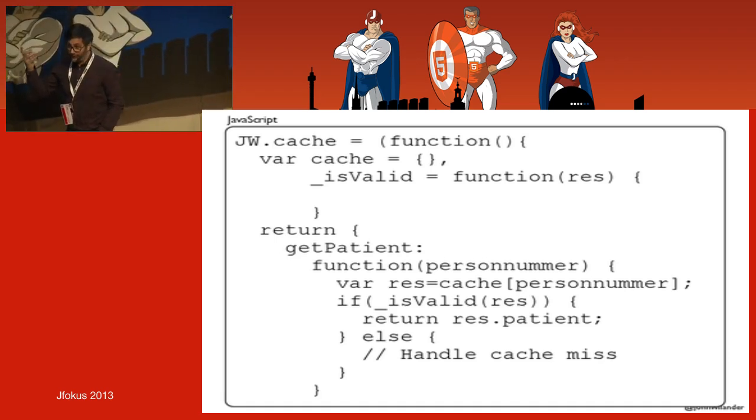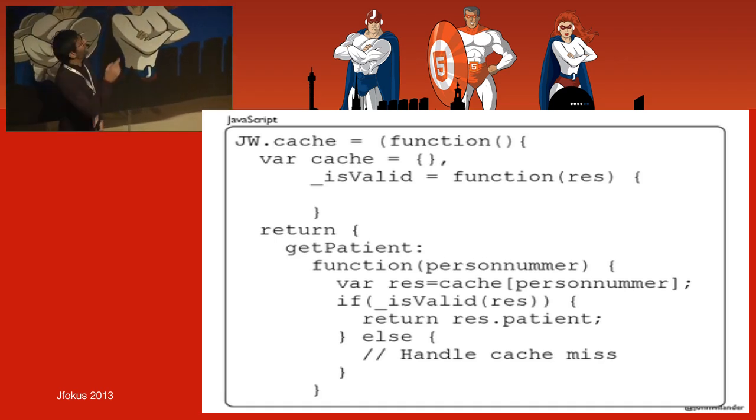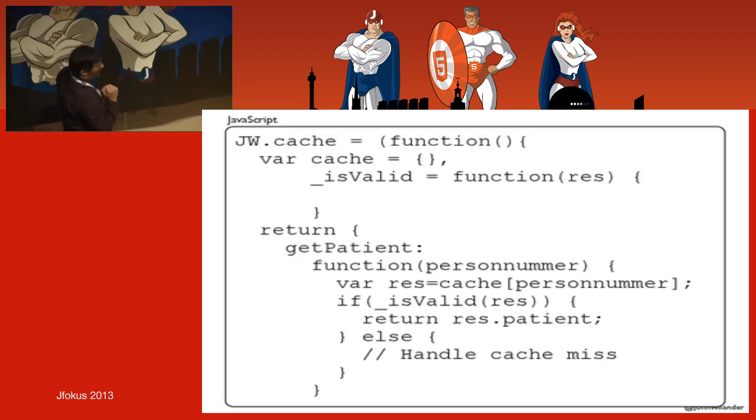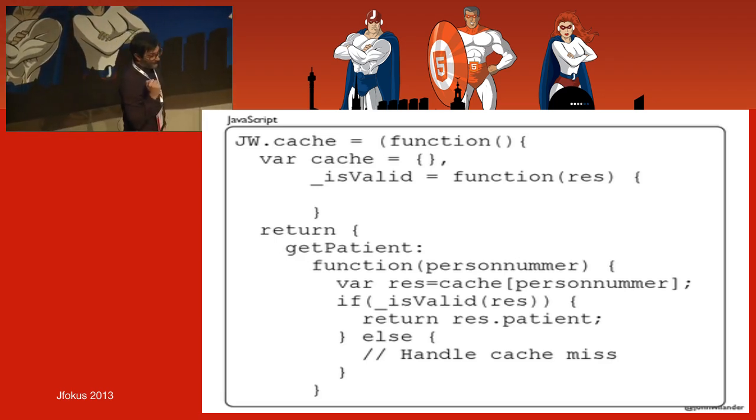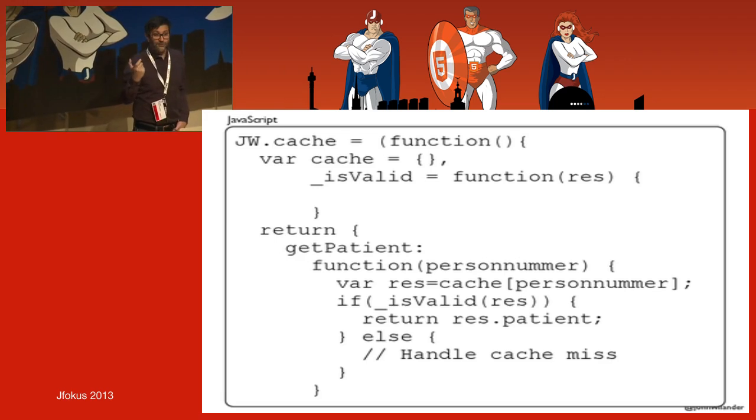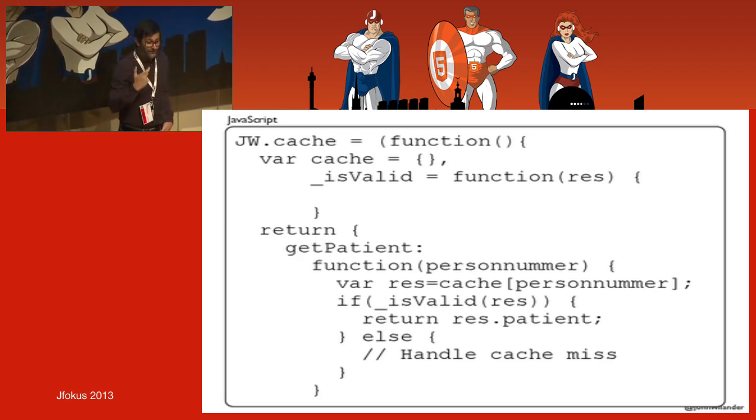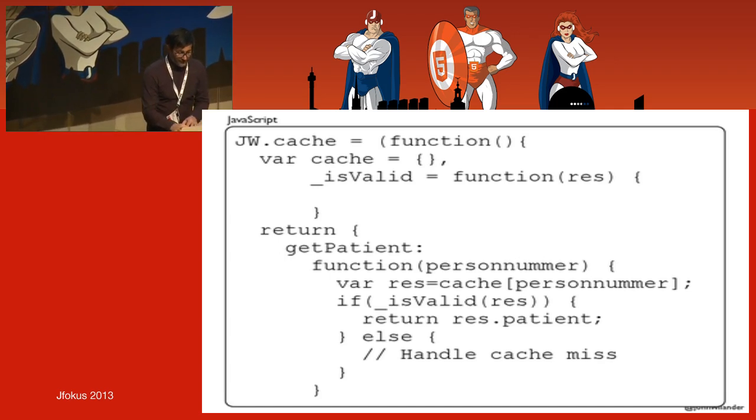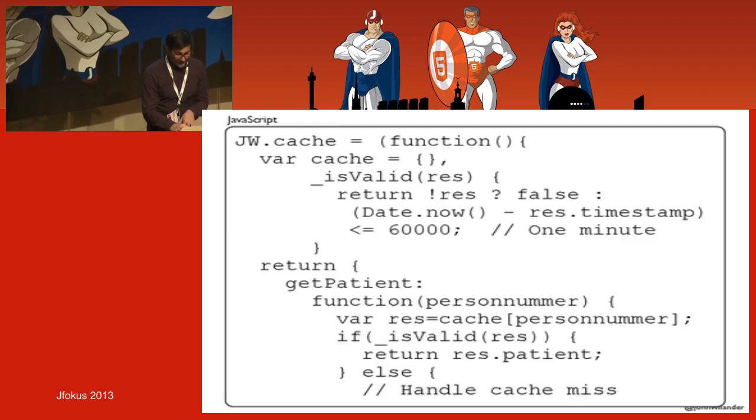We can also introduce function names in the closure that are local functions in the closure, and that we can use in the exposed function getPatient. So in this case, the getPatient function will be accessible through this object, but the getPatient function in turn can use the isValid, which is a local function in the closure.